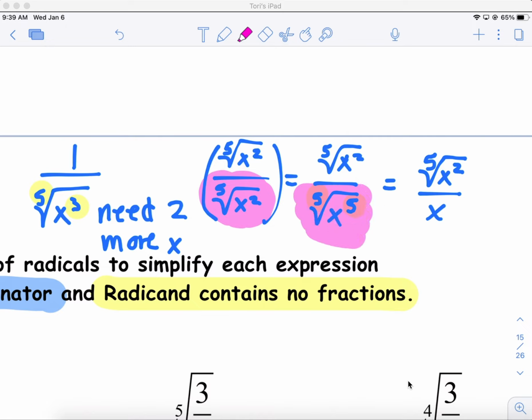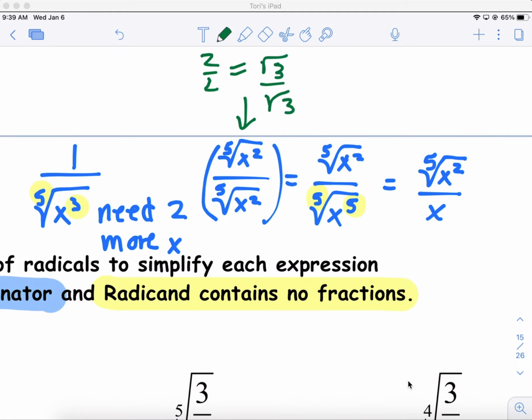Now, the only way to multiply by something and not change the number is to multiply by 1. You'll notice that if you take a number over itself, like 2 over 2, or square root 3 over square root 3, or 5th root x squared over 5th root x squared, all of that is really just 1. So when I multiply this times this, I'm not changing the value. I'm just eliminating the radical on the bottom, okay?